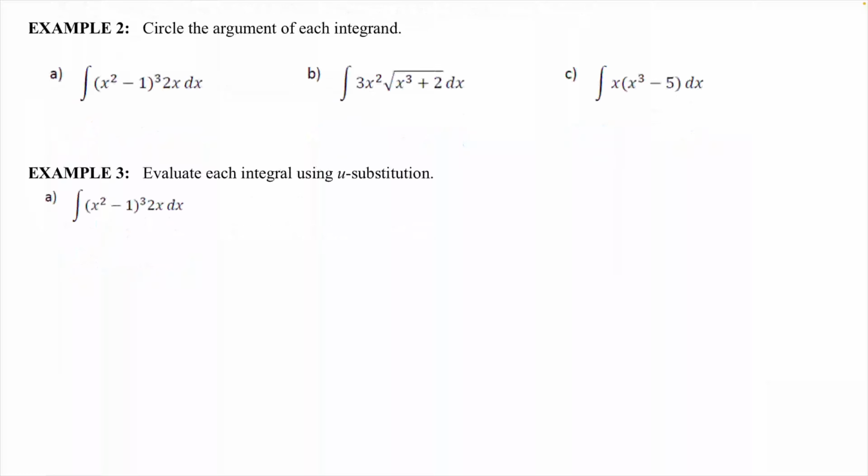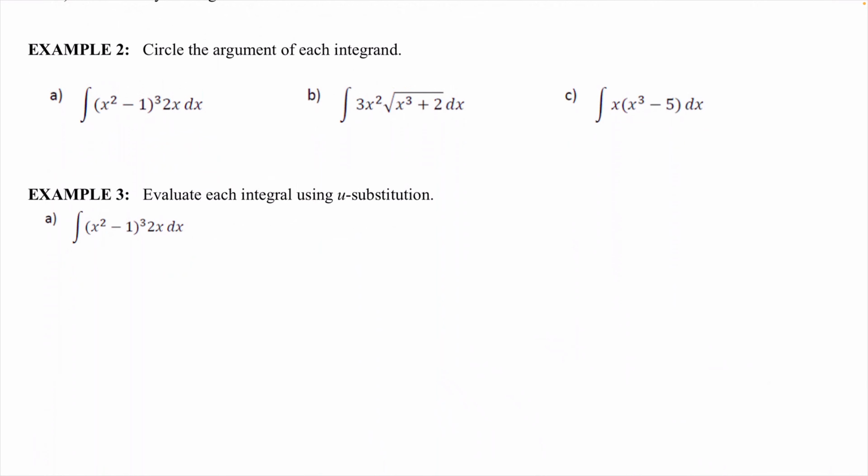Okay? All right, so we're going to do these three. But first thing we want to do is find the argument. Okay? So for 2a, what's the argument? Yeah, 1 in parentheses, right? X squared minus 1. Okay. For b, what's the argument? The thing in the radical, x cubed plus 2. And then the last one, same thing as the first, right? I'm going to show you.